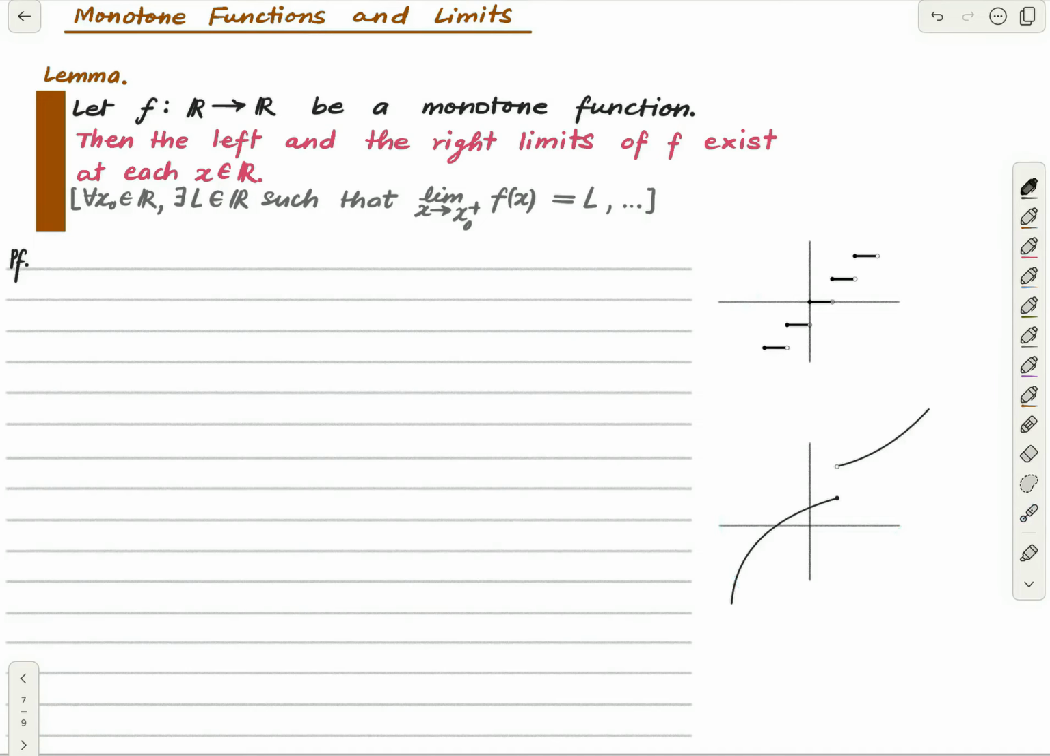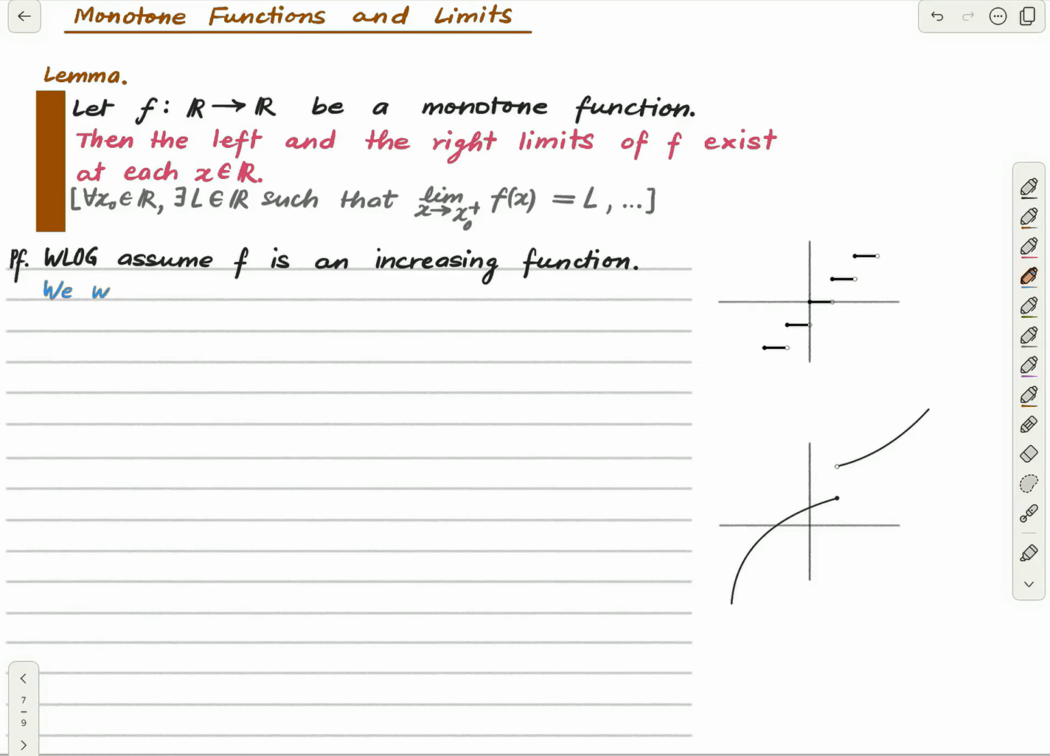Okay, so first, without loss of generality, assume f is an increasing function, because the ditto same proof can be written for decreasing functions. And we will only show the existence of right limit. Everything else is an exercise.